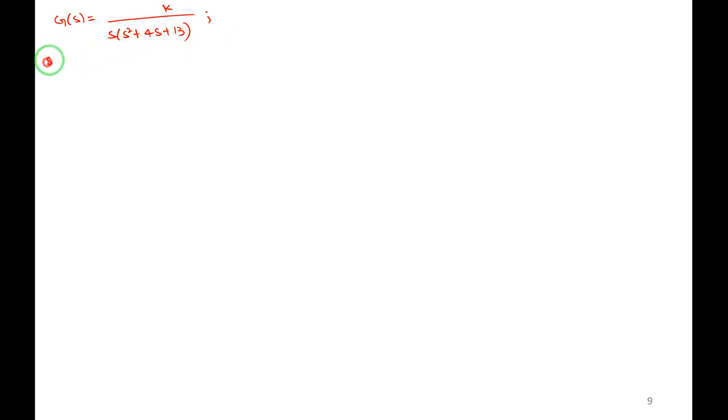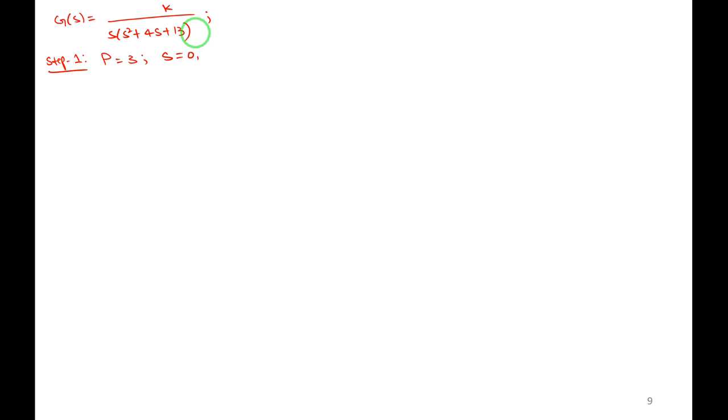Step 1. I don't have space, so I'll save and come back. How many poles are there? Look at the highest power of s, that is s cube, so 3 poles are there. s equal to 0 is 1 pole, and we'll calculate the roots of s square plus 4s plus 13 using the calculator. Go to equation, degree 2. The value of a is 1, b is 4, c is 13.